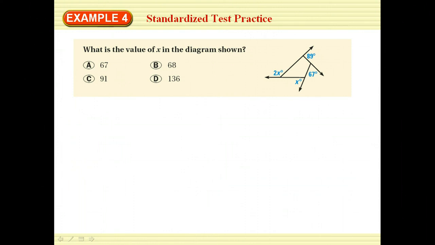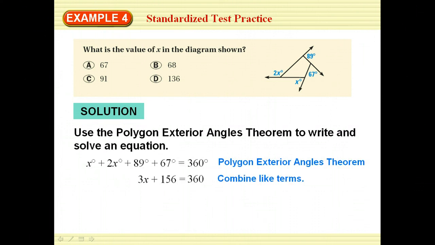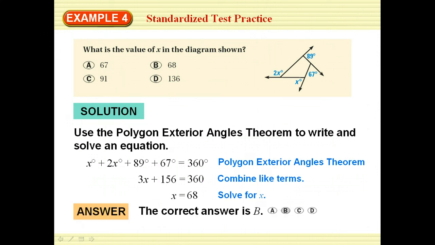What is the value of x shown? Well, what I need to do is simply realize that they're all exterior angles, so add them up, equal to 360, combine my like terms, and then solve for x. X is 68. So the correct answer in this case would be B.